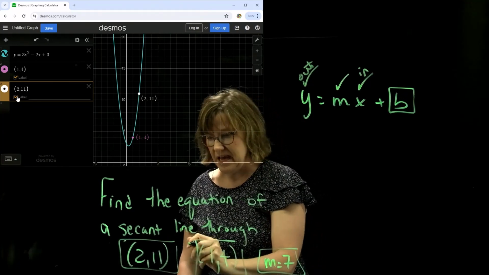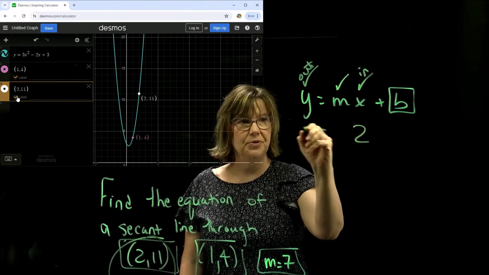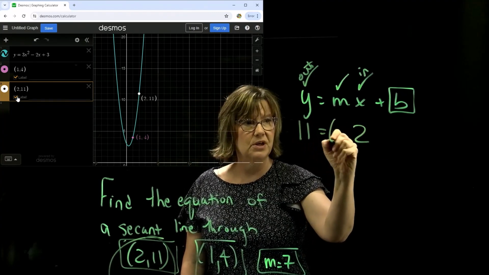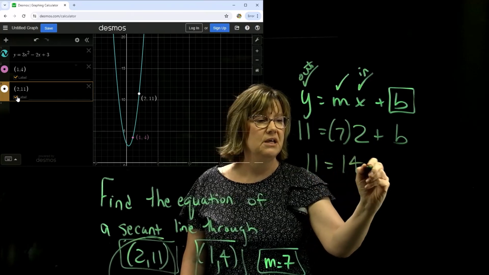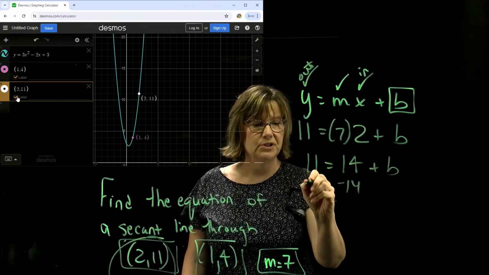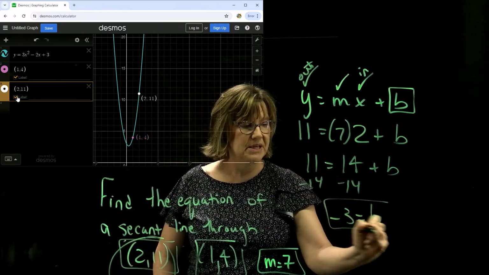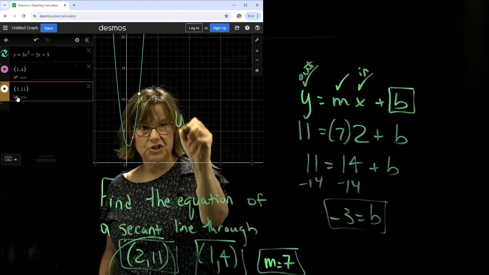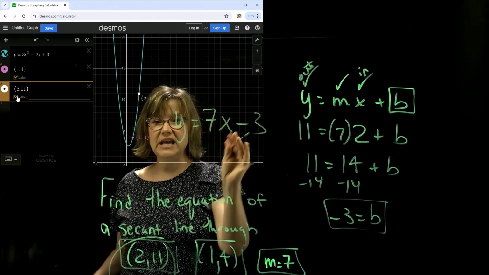I don't know, let's use 2, 11 this time. It doesn't matter. Input is 2, output is 11. My slope is what, 7? And then again, a linear equation, isolate with an inverse, subtract 14. Again, I think money, debt, I owe what, $3 is b. All right, so I think my equation is y equals, my slope is 7x minus 3. And so that's my function, right?